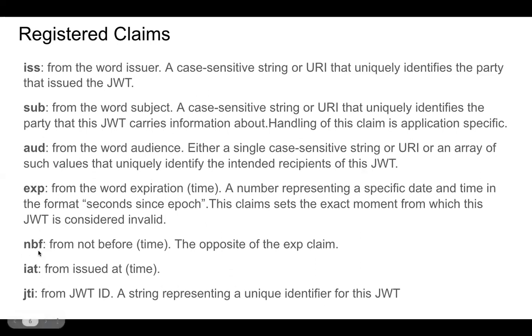NBF is the opposite of this. It means that the JWT is not valid before this time. Okay. EXP means the JWT is not valid after this time. NBF means the JWT is not valid before this time. So in case we want to create a JWT which is valid within a specific time range, you would have these two fields populated. IAT, it's issued at, like the time when this JWT was created or issued. JTI from JWT ID, a string representing a unique identifier for this. Again, this is not mandatory, but if your application uses it, you can always have this field.